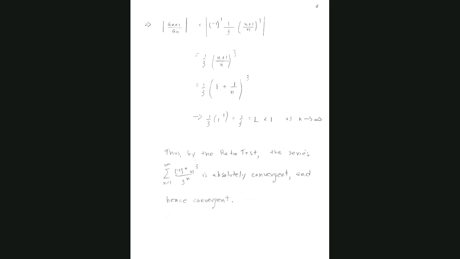So our ratio, simplified, is going to equal the absolute value of -1 to the first times 1/3 times n plus 1 over n cubed. But the -1 and the third come out as a third. And I can write n plus 1 over n cubed as 1 plus 1 over n cubed. And then I take the limit. So let me let you copy that down, and let's make sure we're all comfortable up to this step here.